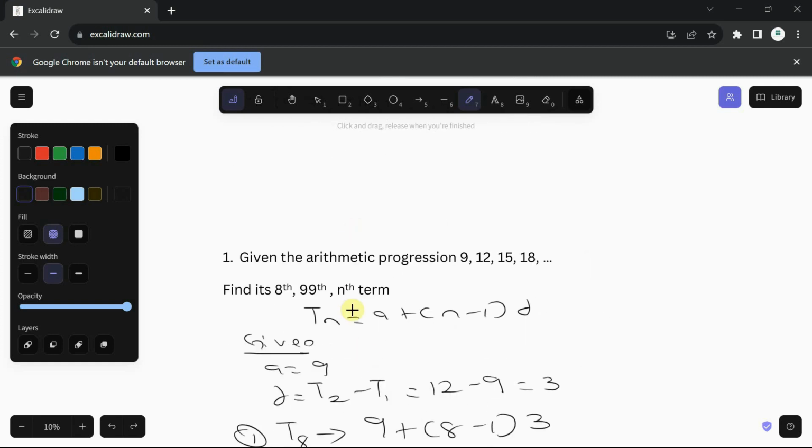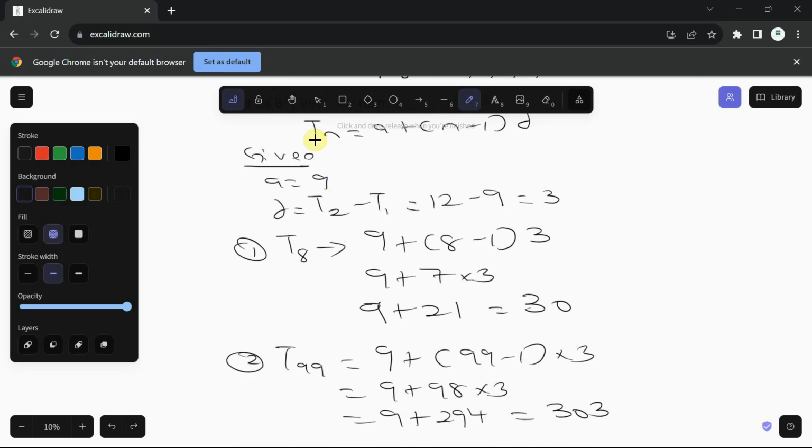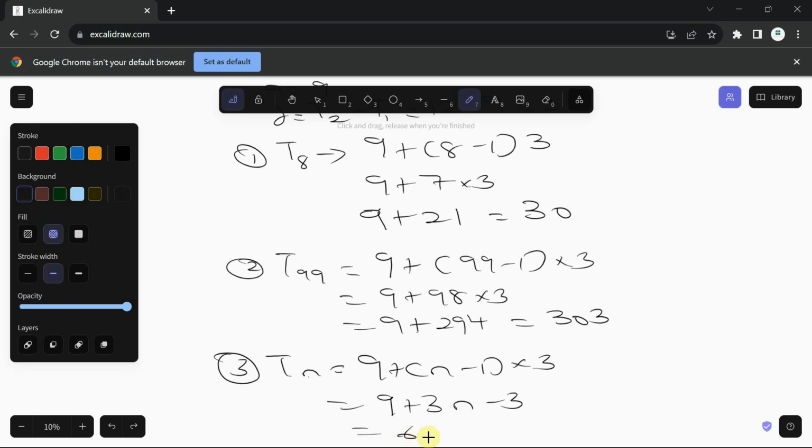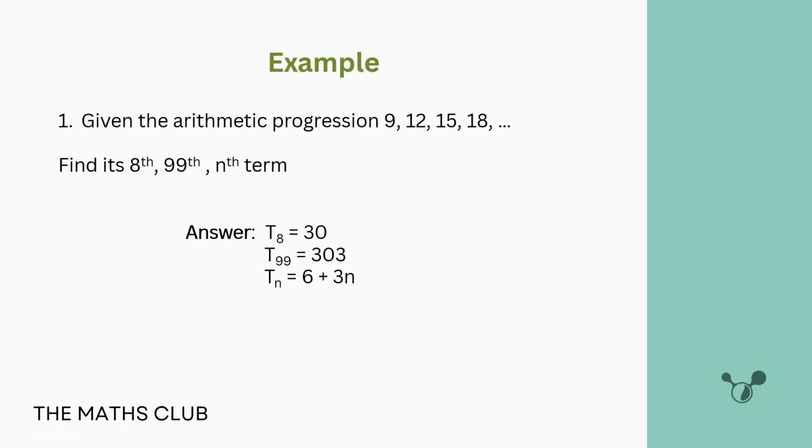Great. And then the last one says we should find the nth term. I know that we already have this nth term, but it's in terms of a and d. We want to make it in terms of the correct values of a and d in this particular question. So our Tn here: our a is 9, our n is still n, so n minus 1, then our d on substitution is 3. Let's expand it. This will be 9 plus n times 3 is 3n, minus 1 times 3 is minus 3. So 9 minus 3 is 6. So our Tn is 6 plus 3n. Let's see if we're correct: our T8 is 30, T99 is 303, and our Tn is 6 plus 3n.